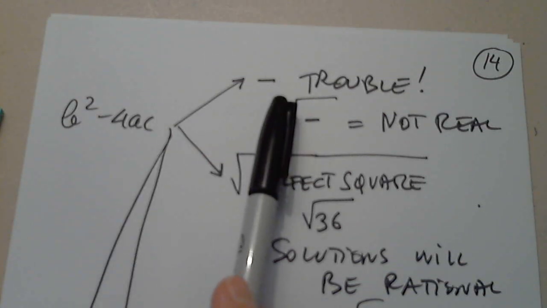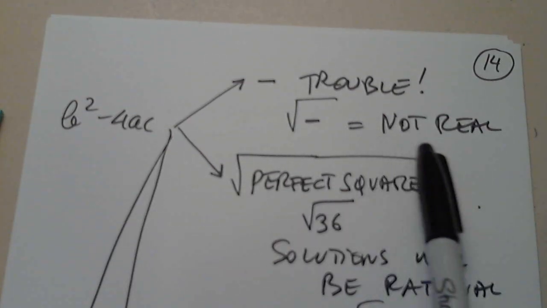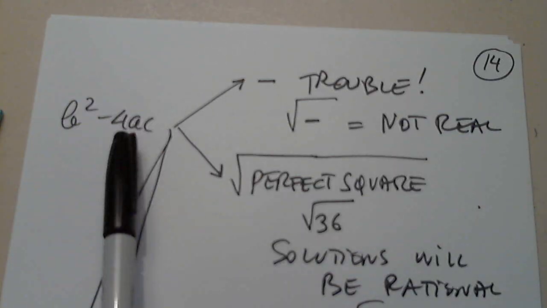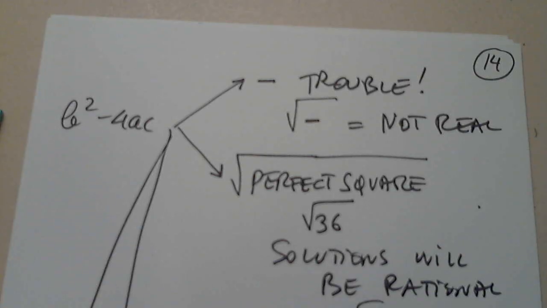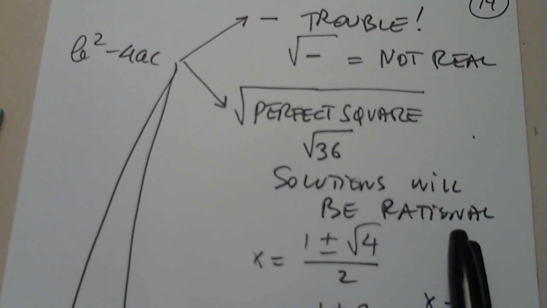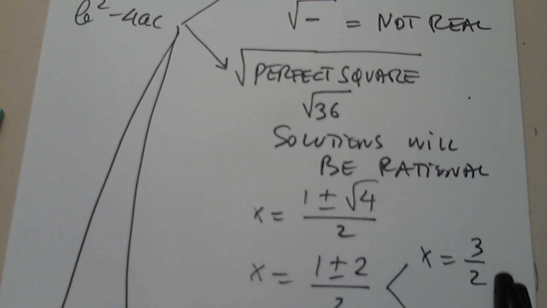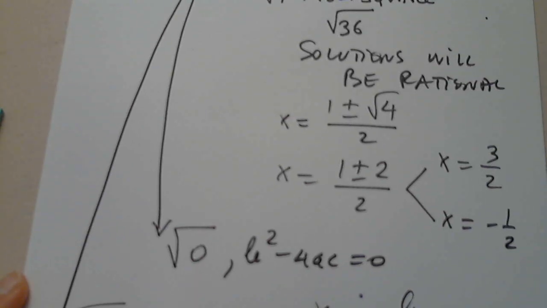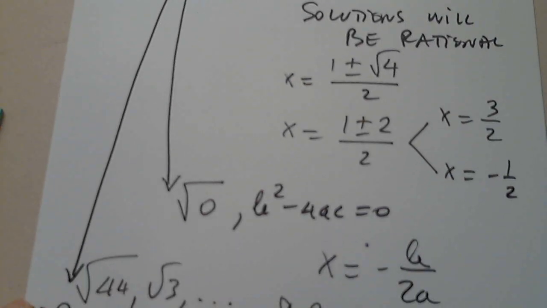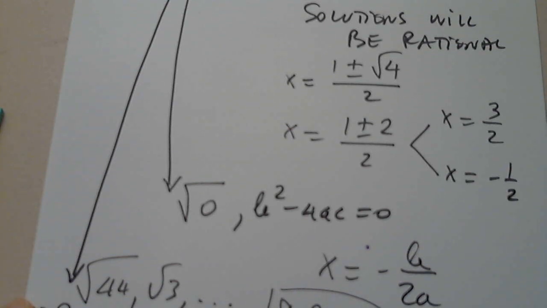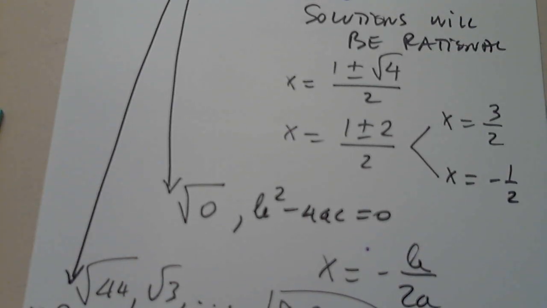If the discriminant is negative, I have nothing to say, but the solutions are not real. If the discriminant is a perfect square, like 36 or like 4, then the solutions will be rational numbers. If the discriminant is 0, I will say there is only one identical solution or two identical solutions, and they are rational. And they must be rational.